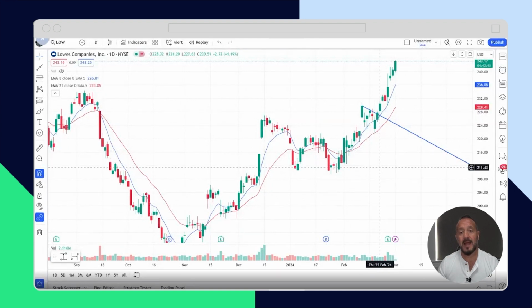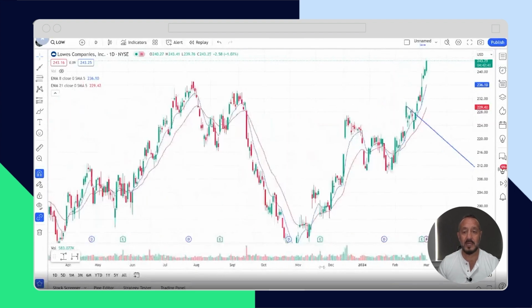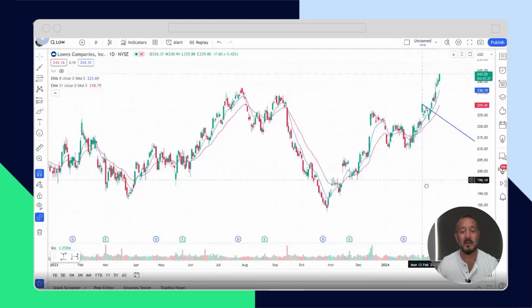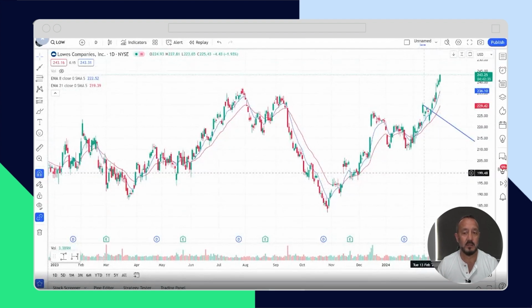Now, I haven't bought yet. I see the close and I haven't bought the next day. Do you know why? Does anyone know why? What's the risk on the trade? I mean, I'm not going to buy it unless I know where my risk is, right?